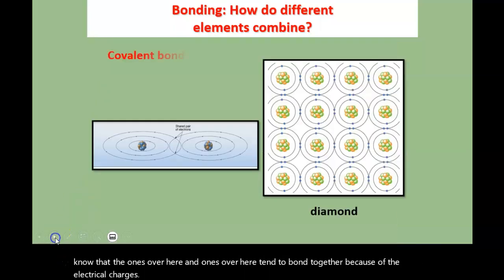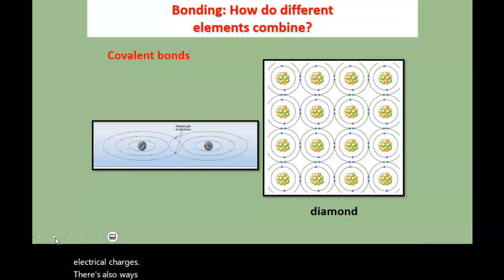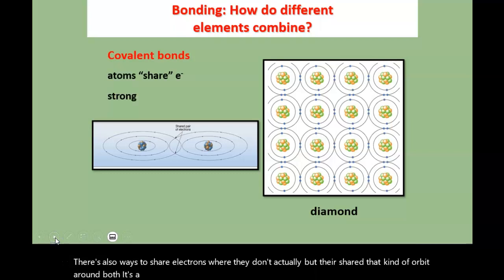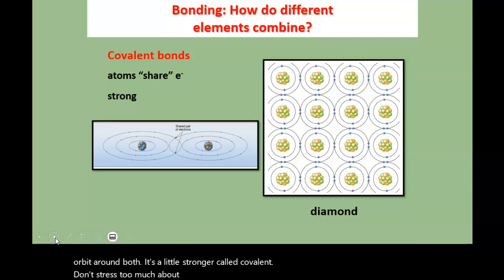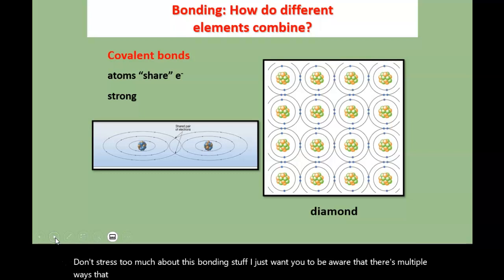There's also ways to share electrons where they don't actually leave, but they're shared. They kind of orbit around both. It's a little stronger, called covalent. Don't stress too much about this bonding stuff. I just want you to be aware that there's multiple ways that different atoms can bond together.